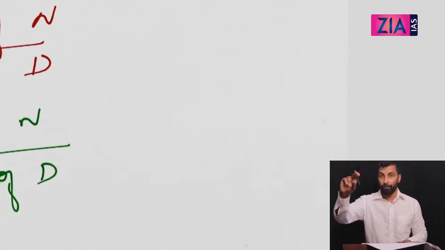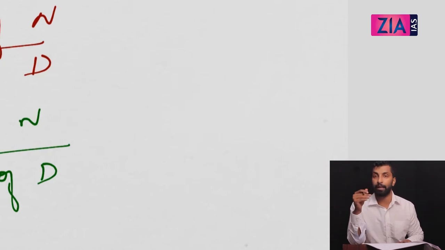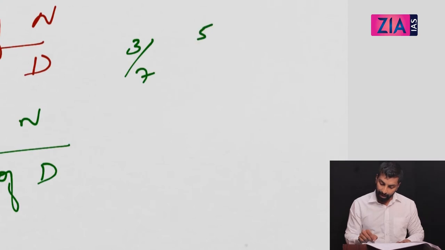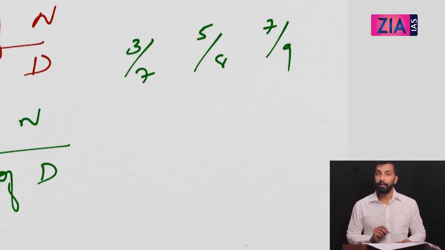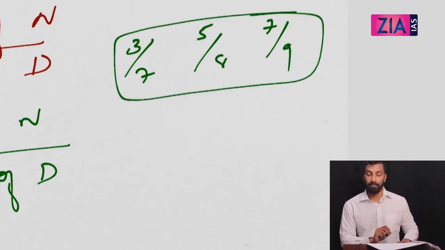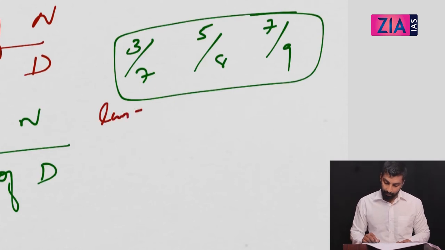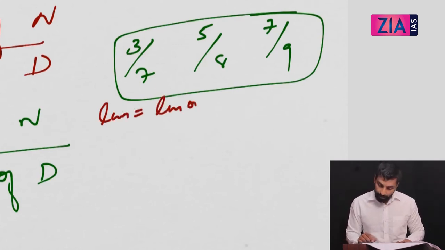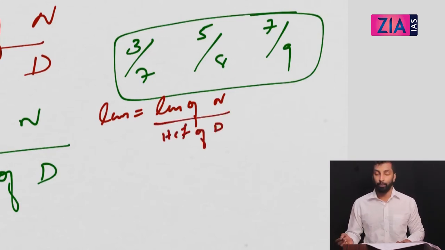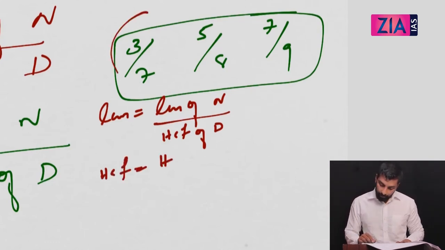So then, LCM of numerator divided by HCF of denominator in case of LCM, like maybe 3 by 7, 5 by 8, and then 7 by 9. You have three terms, right? Three fractions. So if I ask you what is LCM? LCM is LCM of numerator divided by HCF of denominator. That I know. Now what if I ask you HCF of these three numbers? Numerator will be HCF of numerators divided by LCM of denominators.